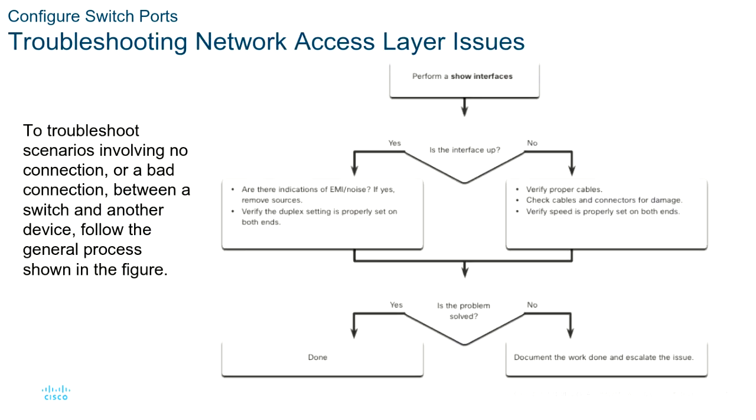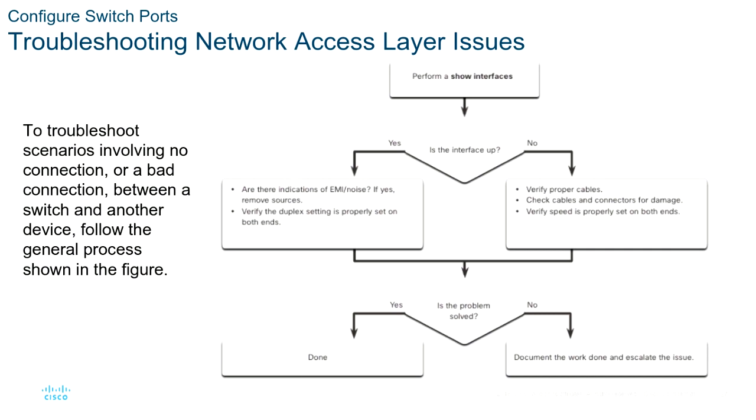So, troubleshooting. Oh yeah, with the new objectives there's almost no troubleshooting, but we're going to get a little bit here. Here we have a flowchart. We do a show interfaces command at the top. Is the interface up and up? If it's up, we go to the yes portion, and then we check for electromagnetic interference or noise. We make sure the duplex setting is okay on both ends.